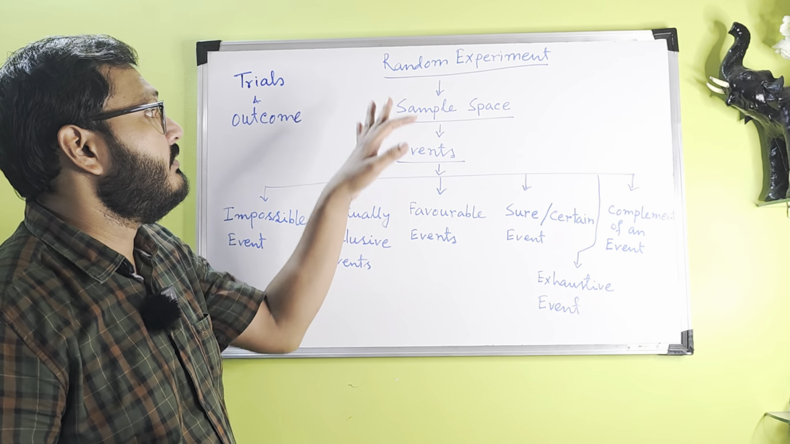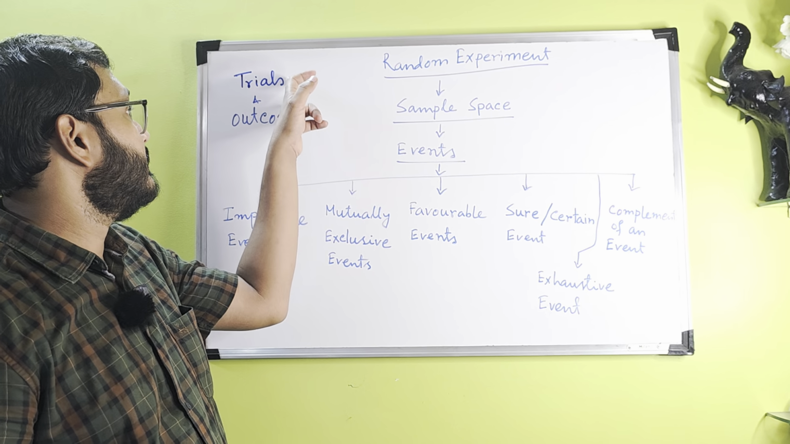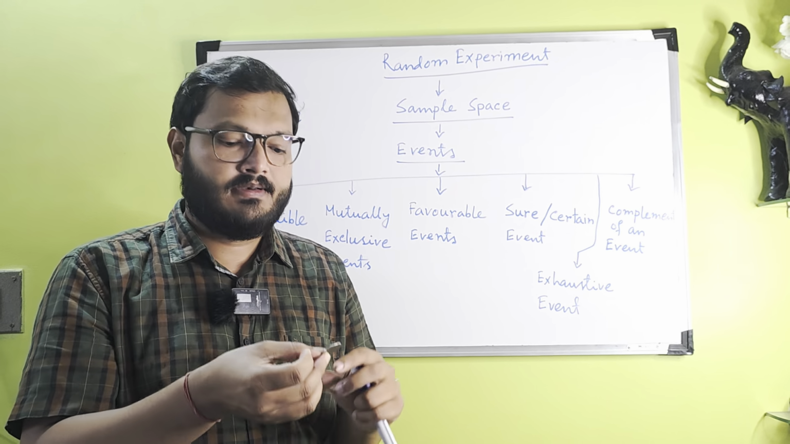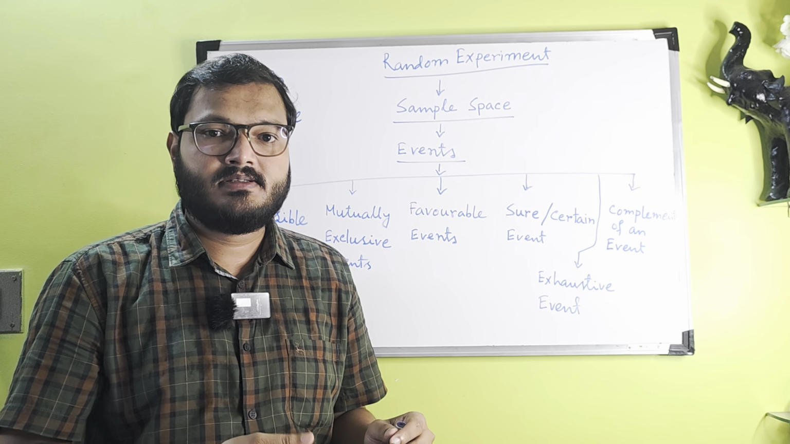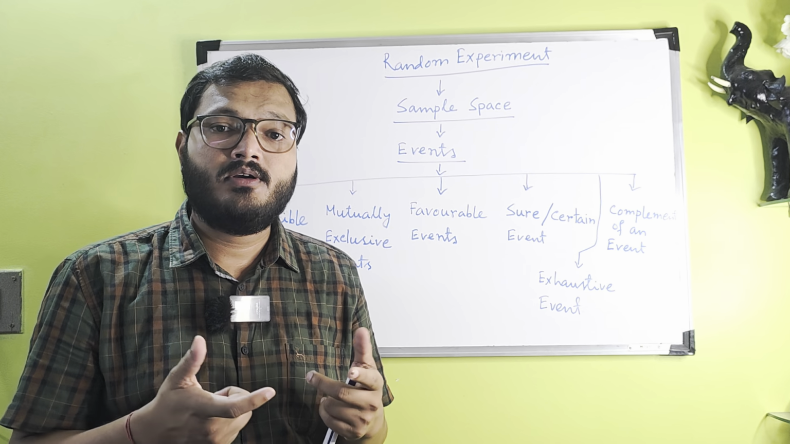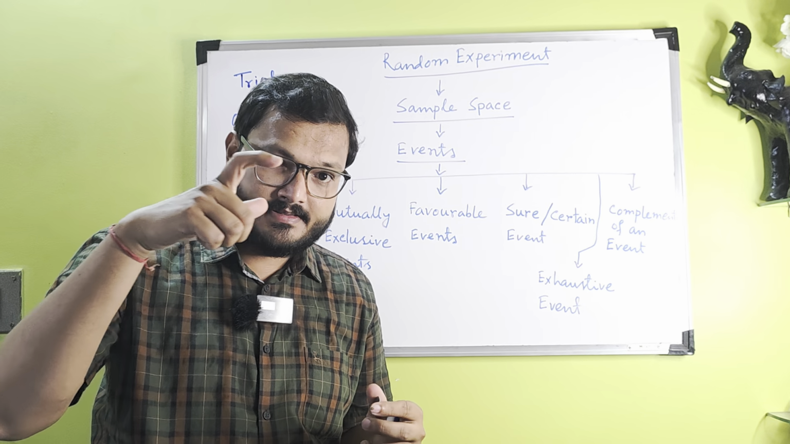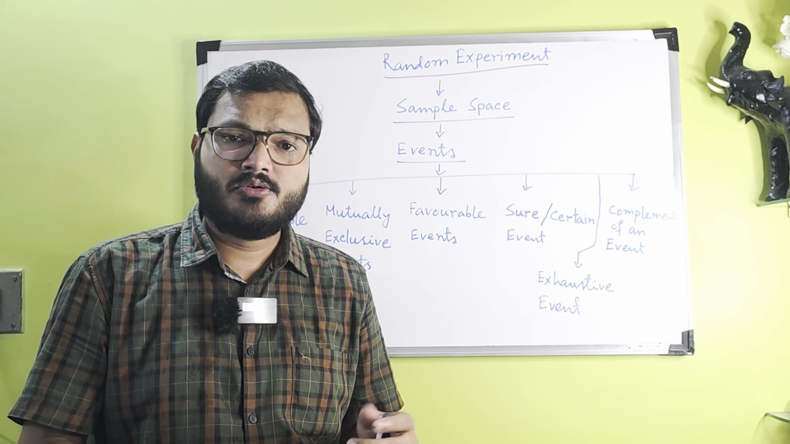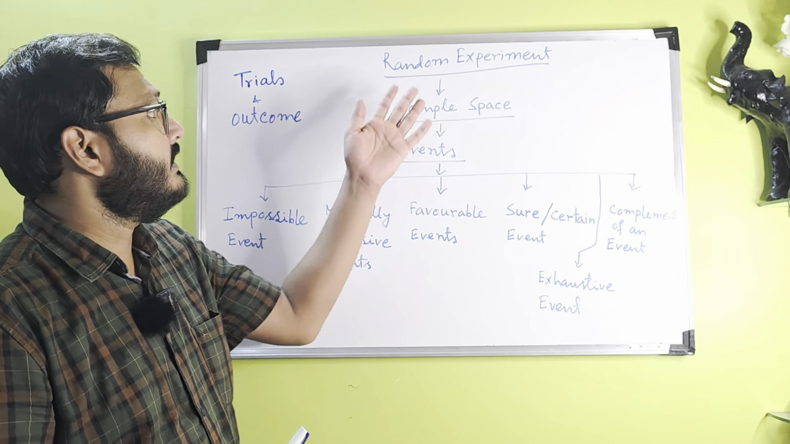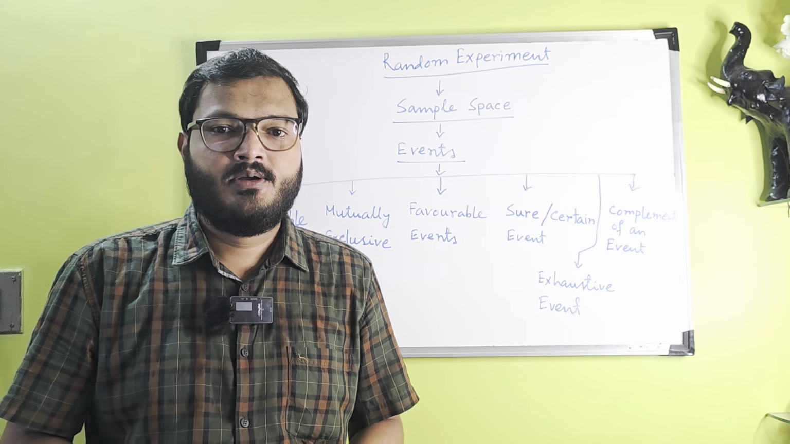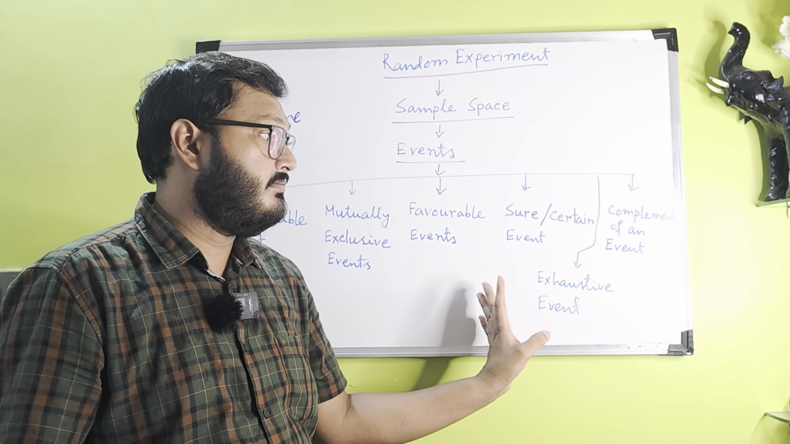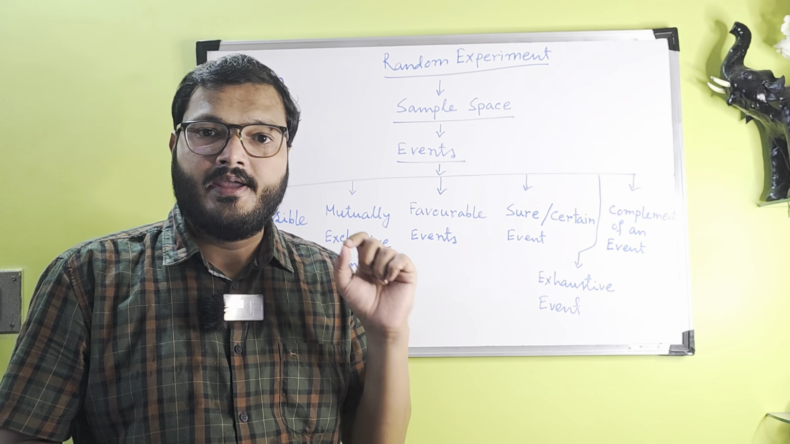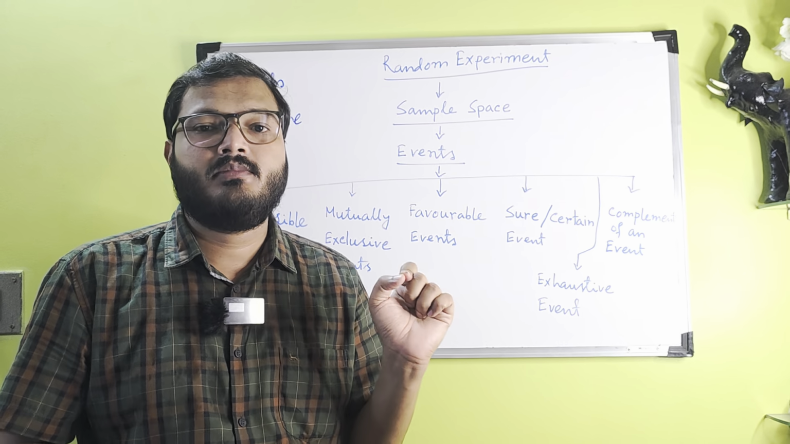First is random experiment. Before jumping to random experiment, we have to understand trial and outcome. What is a trial? This is a coin. If I toss it once, this is called one trial. If you roll a dice, this is called a trial. If you do it twice, it is two trials. Now random experiment comes here. This is the basic thing. If all the things are clear, I assure you, every sum of probability you can solve.